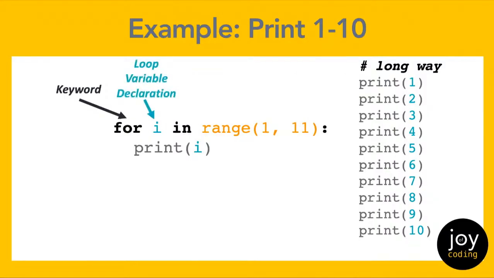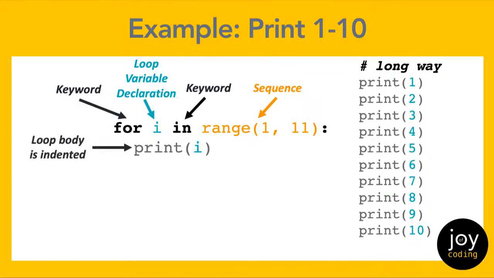Next, we have our loop variable declaration. So even though there's no equal sign here, this is creating a brand new variable in our program. It's a special variable called our loop variable, and its purpose is solely for this loop. Then we have the keyword in, and finally we have our sequence, range. In this case, we use the range function, which is going to generate a sequence of numbers for us. But a for loop can be used with any number of sequences, which we'll look at in a moment.